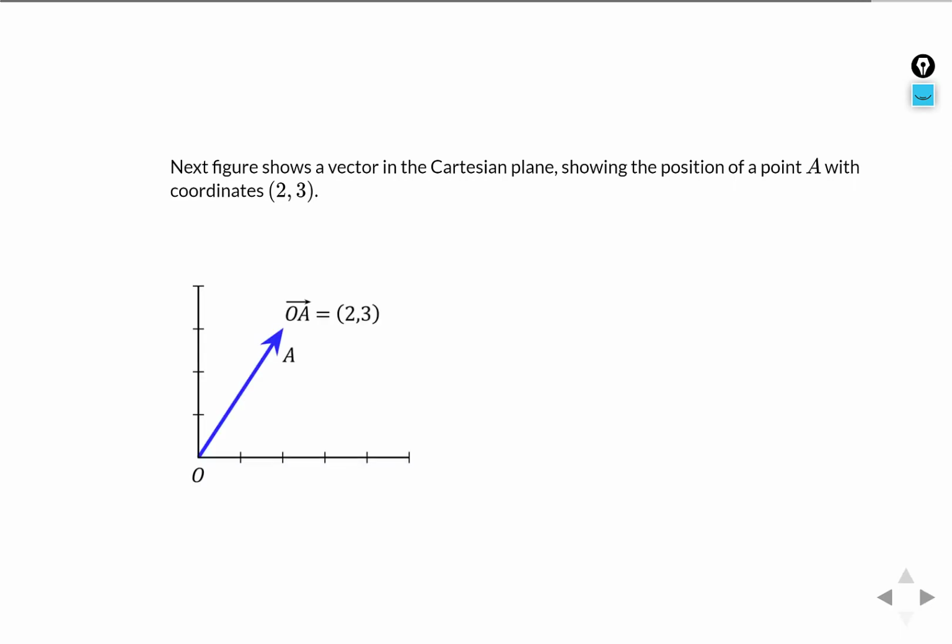In this example, we see a 2D vector in the Cartesian plane showing the position of point A. The initial point is the origin, and the terminal point is point A.